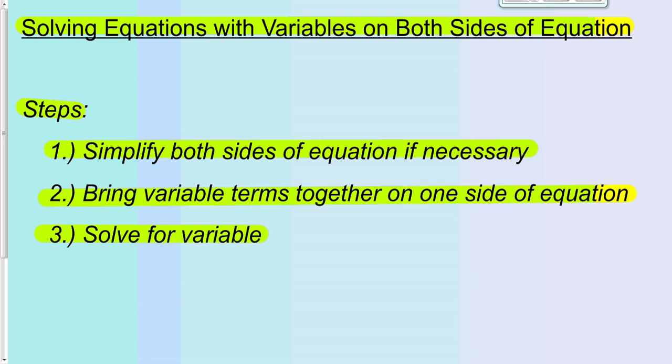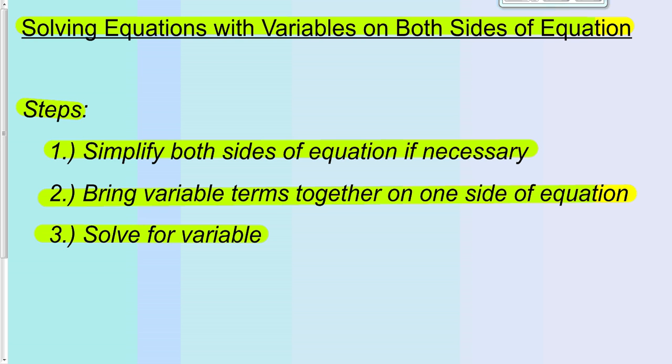So today, here are the steps we're going to follow to solve for a variable when it's on both sides of the equation. So first, you're going to simplify both sides of the equation if necessary, and we'll see examples of all of this today. So there might be some stuff to take care of on one side of the equation or both sides before we get to step 2, which is where we bring our variable terms together on one side.